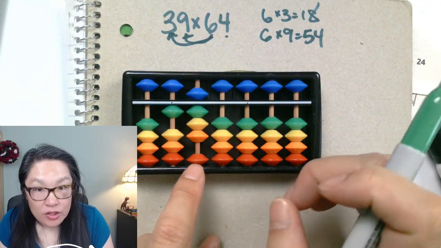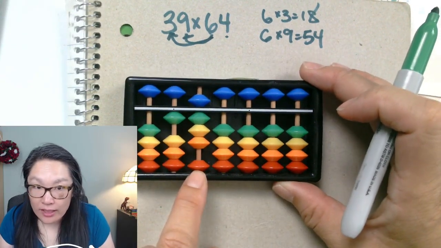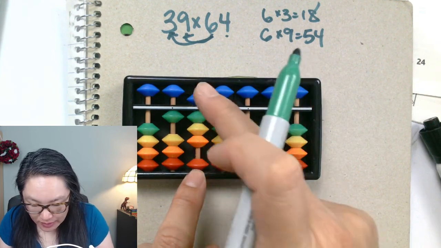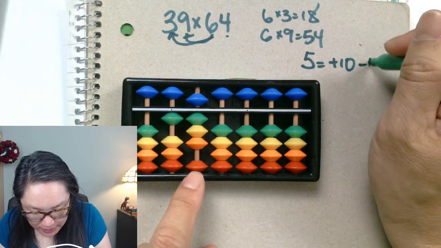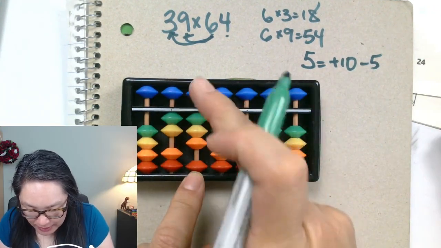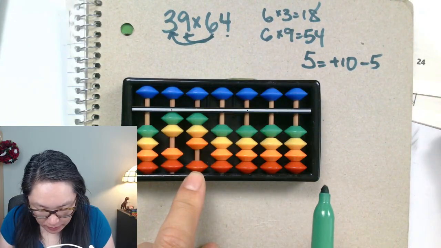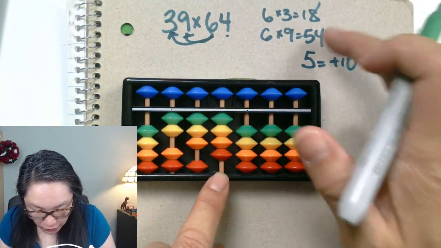This is why it's good that we know how to add on the abacus. When we add on the abacus, I want to add the 5. Adding the 5 is equal to plus the 10 minus the 5. So on a plus the 10, I want to take away the 5. And then I'm done. No, I'm not. And then I add the 4. So don't forget to add the 4.